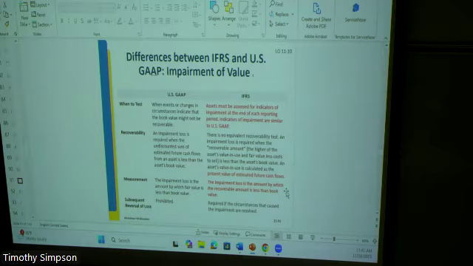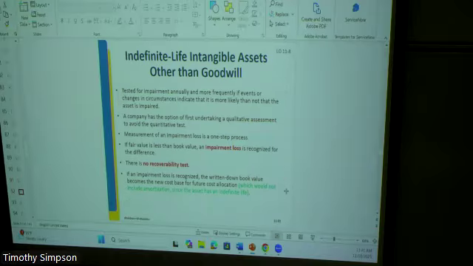And again, fair value is a concept that the international standards are much more open to than the GAAP standards, which are more historical cost based. So the test for impairment is annually, or more frequently if events change in circumstances, and we're talking about intangibles here. So I'm almost out of time, but I want to talk a bit about intangibles.